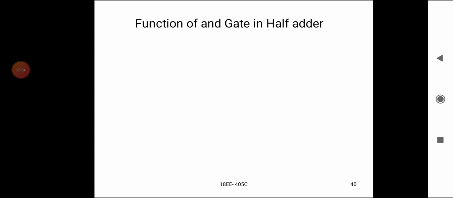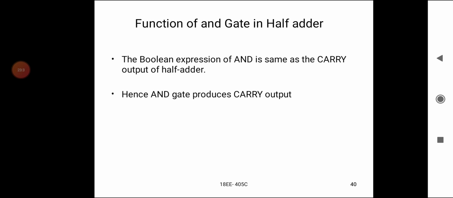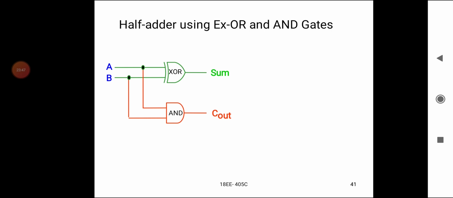The function of AND gate in half adder. The Boolean expression of AND is the same as the carry output of the half adder. Hence, AND gate produces a carry output. The half adder uses an exclusive OR gate and an AND gate. Here, the half adder has two inputs A and B, and outputs are sum and carry. Sum is A exclusive OR B, carry is AB.